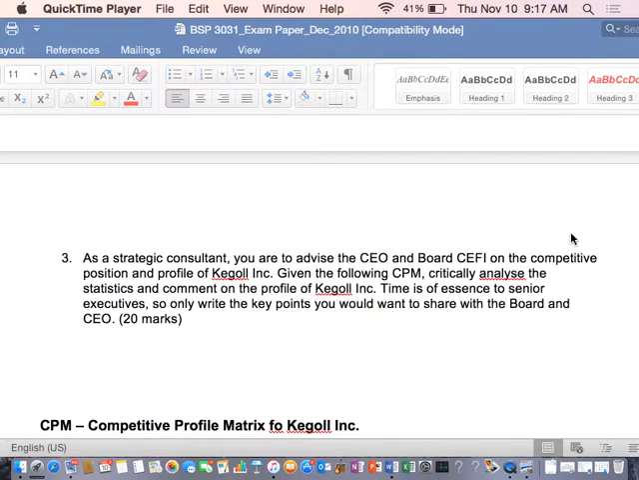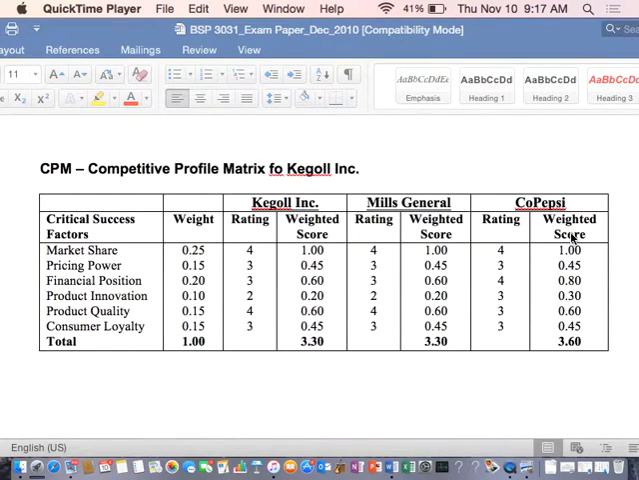As we said before, when we are analyzing these matrices, like the CPM, where do you begin? You begin with the weight. Why do you begin with the weight? It looks at the importance of a particular key or critical success factor. So in this case, which ones do we begin with? We focus on market share, we focus on financial position. Those are the two most critical ones that you pay particular attention to.